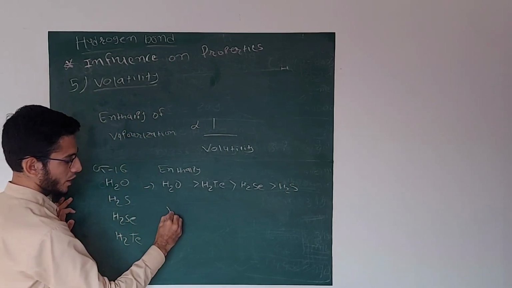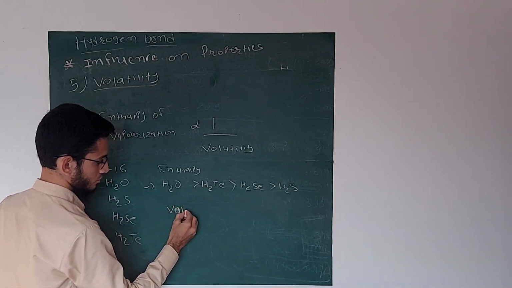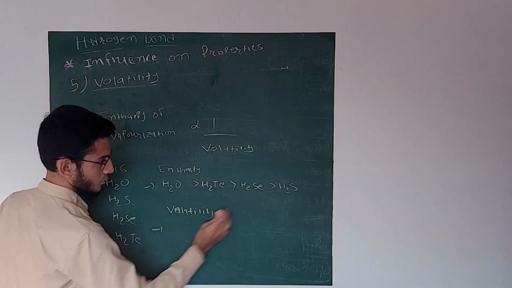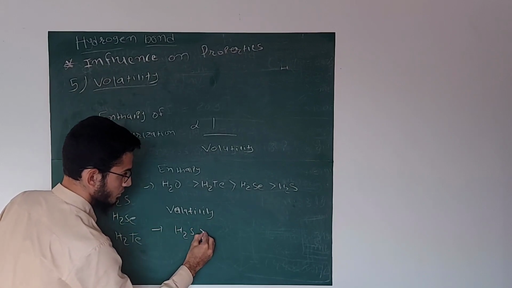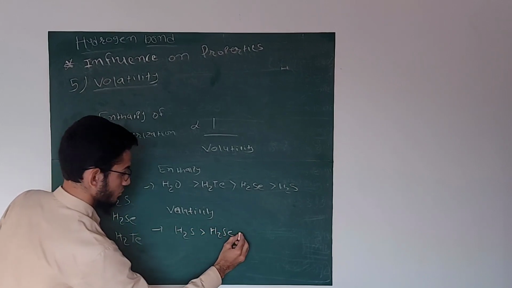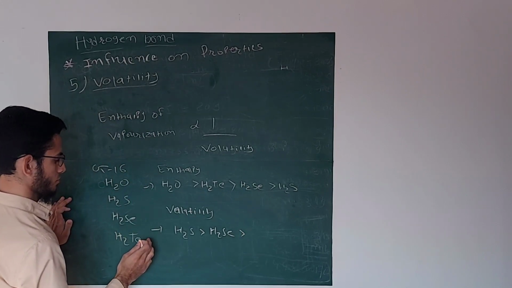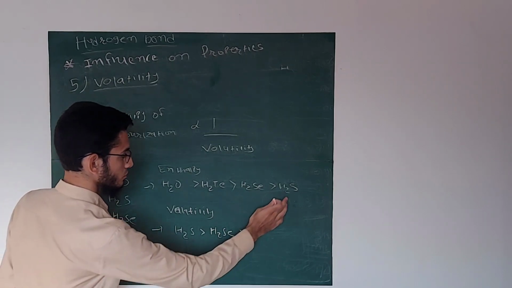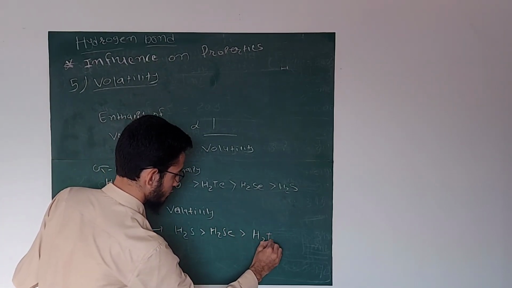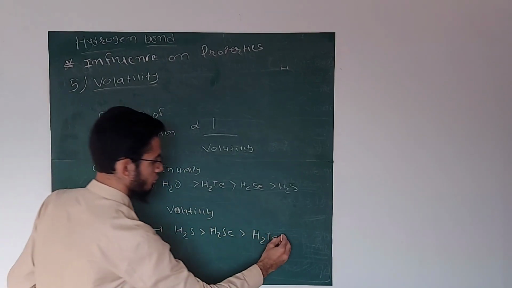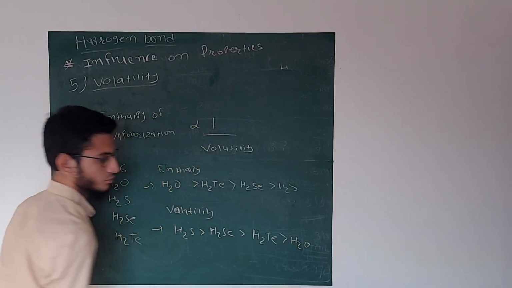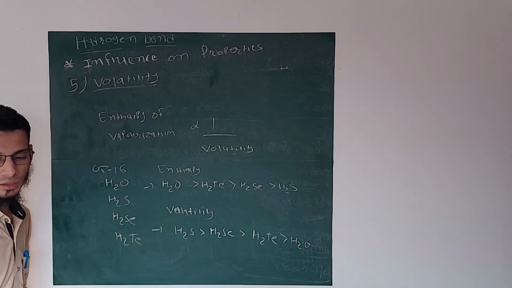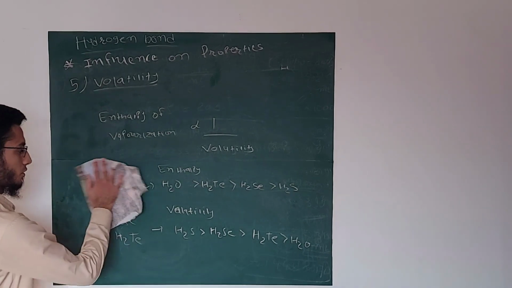That is for the enthalpy. For the volatility, first is H2S, then H2Se, then H2Te, sulfur, selenium and tellurium, then H2O. Here is the order for group 16. Then for group 17 there will be a different order.